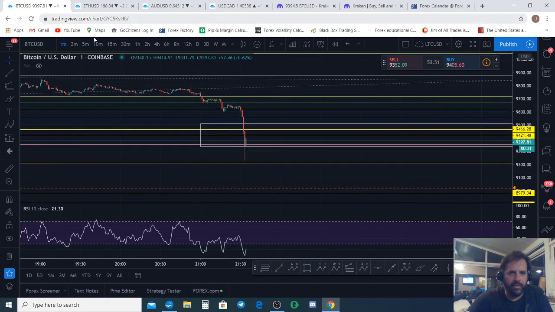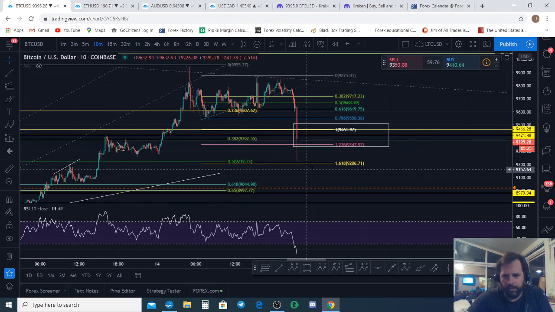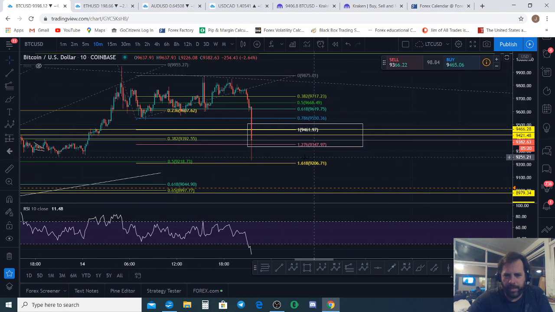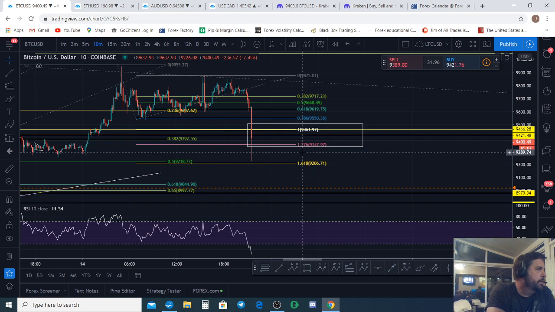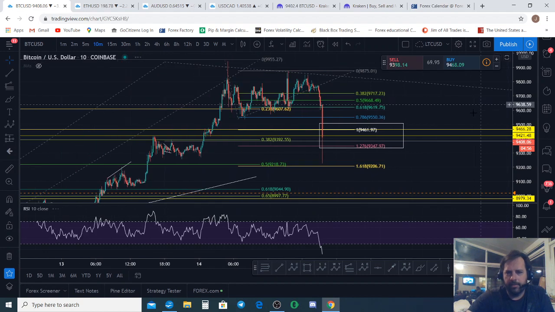But you see, we got the rejection here, right in our target zone, but it came a little deep. Okay, so you can see how we came to the 50% retrace of the third wave. So it came a little deep. Yeah, we're not going to hit 3K tonight, guys. Not going to hit 3K tonight.